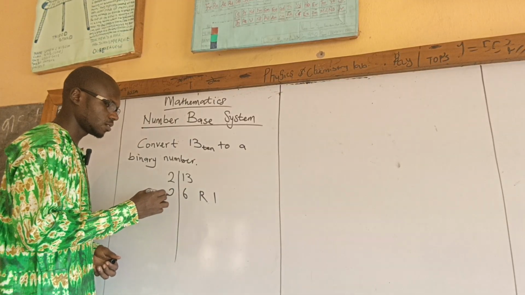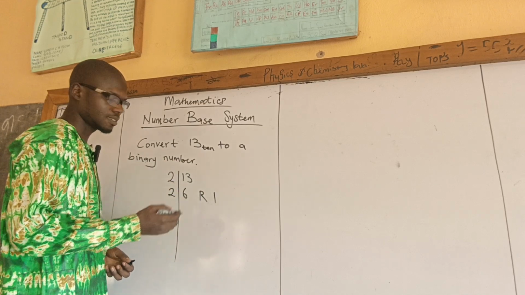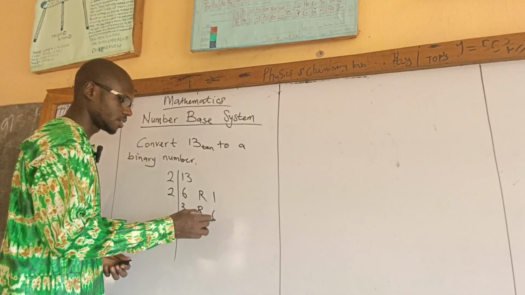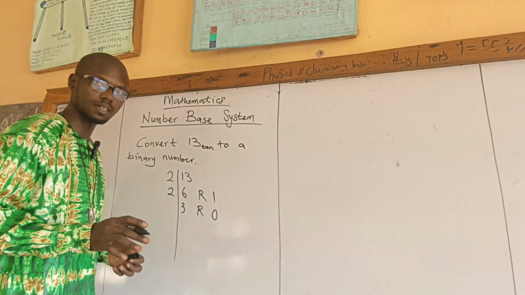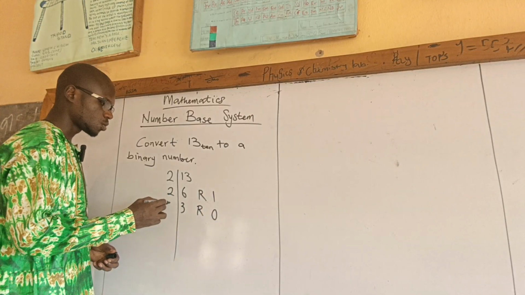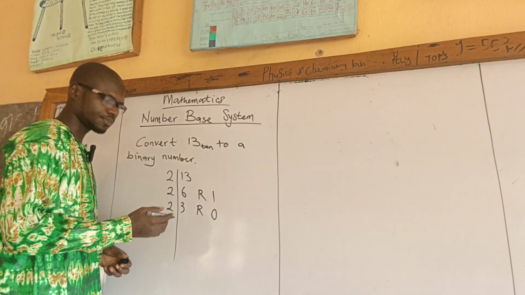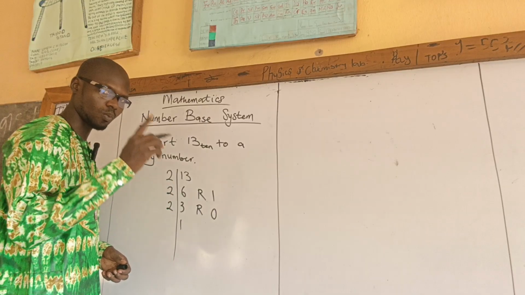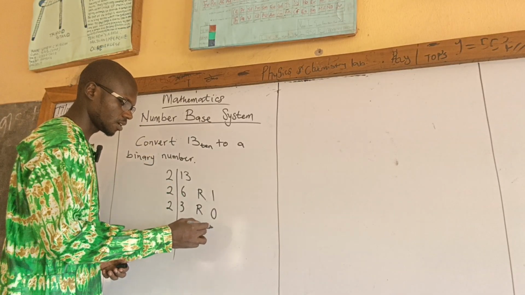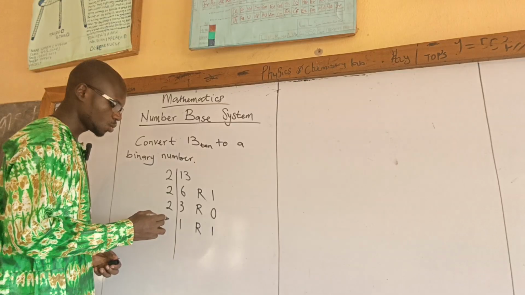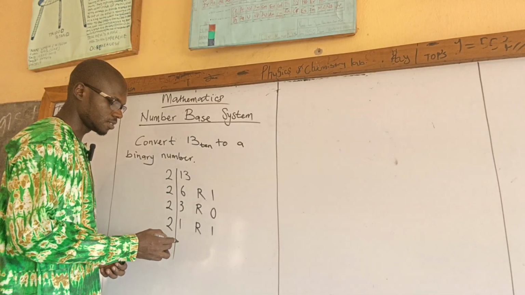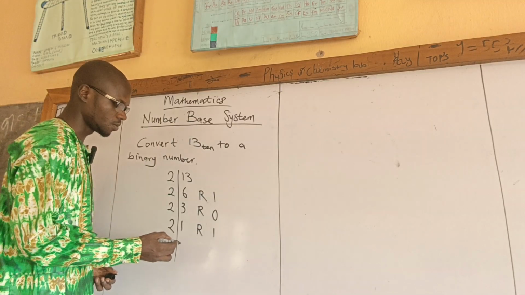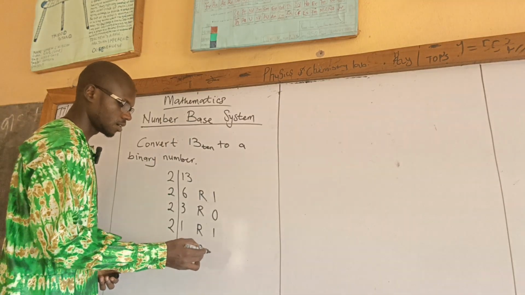Then you divide again. 2 in 6 is 3, and there's no remainder, so we put remainder 0. Then 2 in 3 is 1, remainder 1. Then 2 cannot divide 1, so which means 0, and the 1 is remaining. So that is 0 remainder 1.